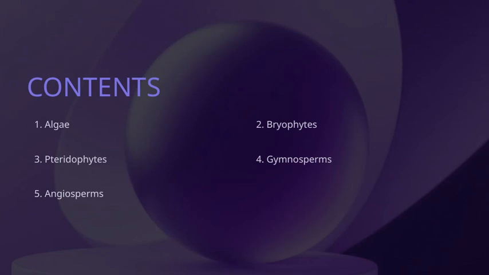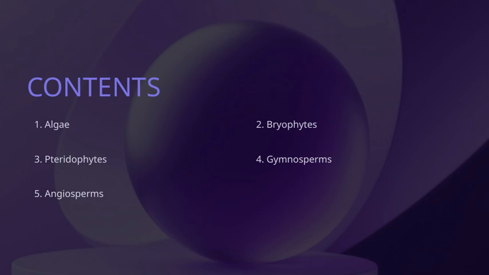Now, on slide 2, we see a list of different plant groups. Let's go through them together. Starting with algae, which are some of the simplest aquatic plants. They are usually single-celled or have simple multicellular structures and are important for aquatic ecosystems. Moving on to bryophytes, these are non-vascular plants like mosses, liverworts, and hornworts. They don't have true roots or leaves, but they play a crucial role in soil formation and moisture retention.